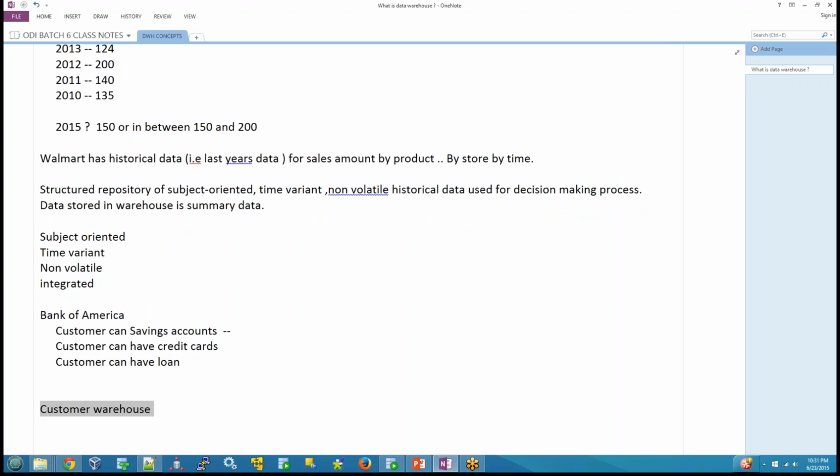The customer warehouse stores information of the savings account balance, credit card balance, and loan balance. Here the balance is the amount we are measuring. We are taking the decision based on the balance. So the data in the warehouse is subject oriented. It's not related to individual applications.